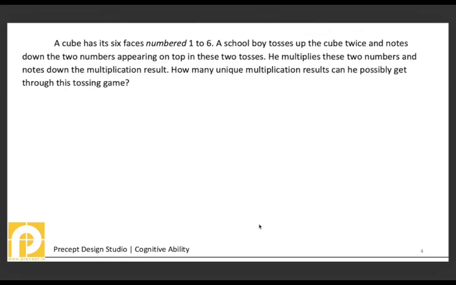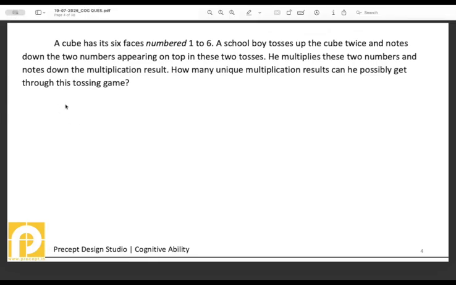Okay. So for those unique multiplication results, let's start typing the number of possibilities. All right, so let's start with 1. What unique multiplication results can we get with 1? So 1, 1; 1, 2; 1, 3; 1, 4; 1, 5; 1, 6. So 1 into 1 is 1, 1 into 2 is 2, then 3, 4, 5, and 6. These are unique multiplication results.